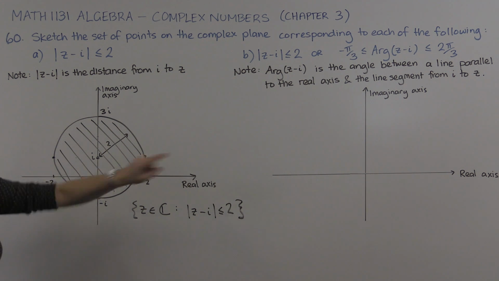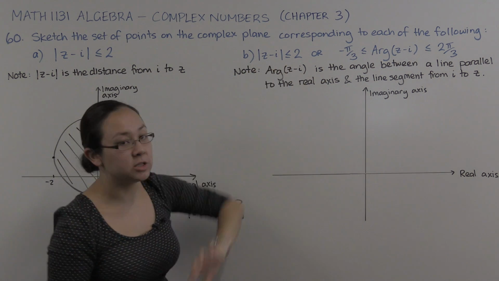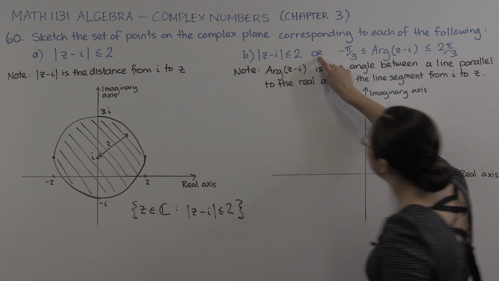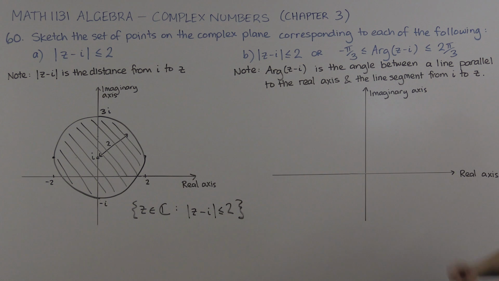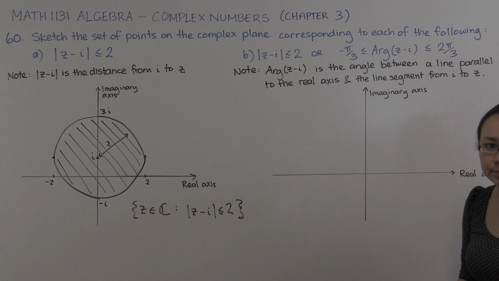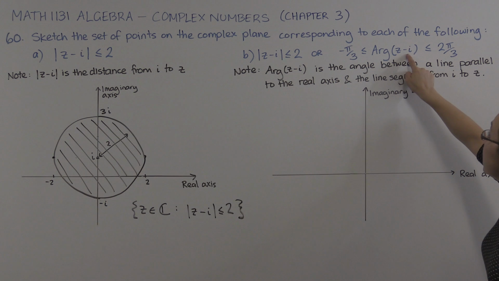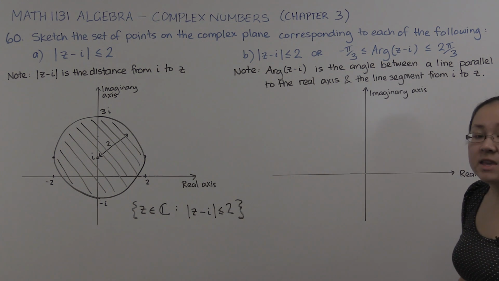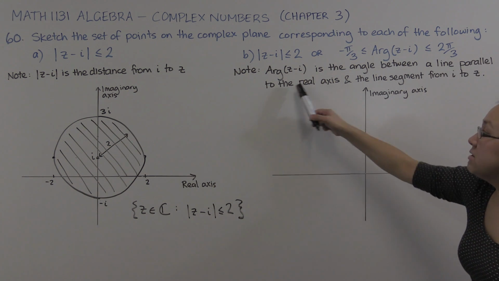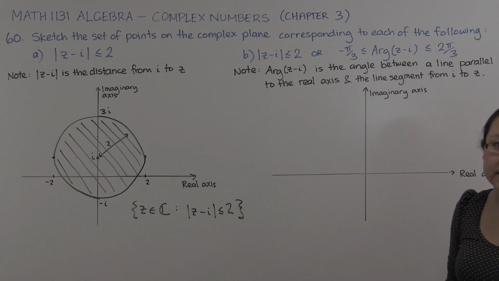Moving on, we have the same condition at the beginning, that the modulus of z minus i is less than or equal to 2, but we've also got the fact that the argument of z minus i is between minus pi on 3 and 2 pi on 3. The argument of z minus i relates to the line segment from i to z. The argument is the angle between a line parallel to the real axis, so a horizontal line, and that line segment from i to z.